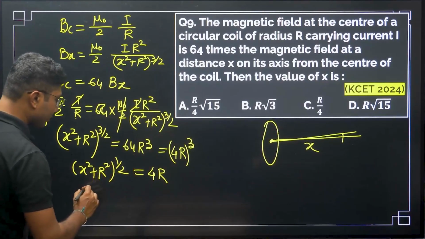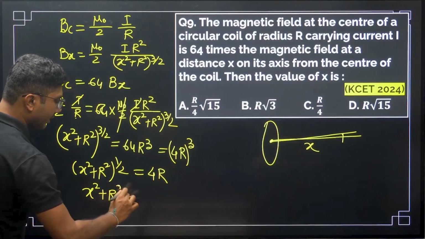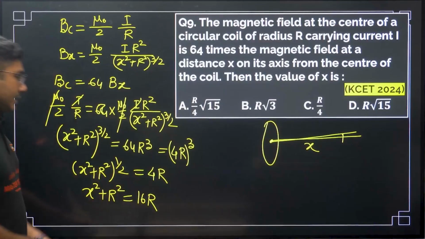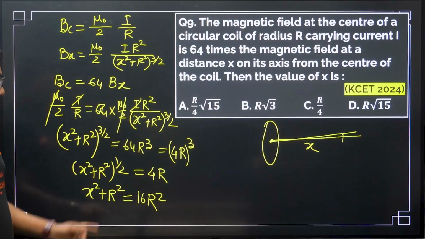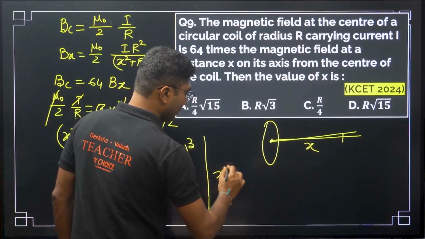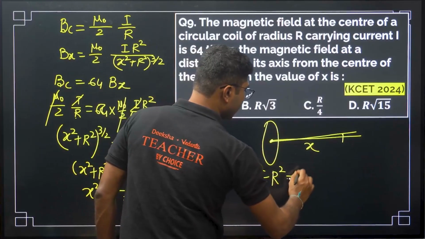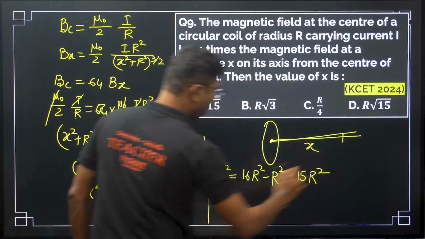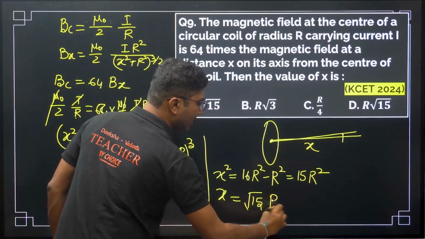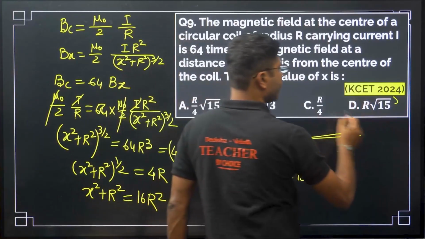Now you square both sides. If you square both sides, you get x square plus r square equals 16 r square. Now from there we get x square equals 16 r square minus r square equals 15 r square, or x equals square root of 15 r. Okay, x equals square root of 15 r, which is option D.